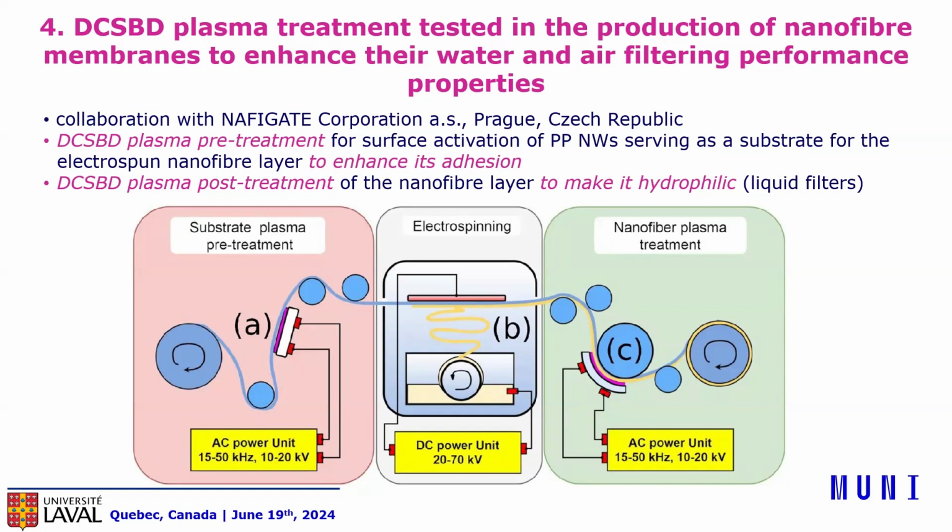This is the carrier substrate, polypropylene nonwoven, and we can use the plasma for pretreatment of this substrate. So here we activate the surface, which goes here to the electrospinning on the Nanospider machine. Due to the pretreatment, the adhesion is much, much higher. We can increase the adhesion up to 10 times. Another additional profit from plasma treatment could be in this part. If you can see it, now we have nanofibers. In the case of filters for liquids, a hydrophilic nature of nanofibers is required, and we can use again the plasma for treatment of these nanofibers.